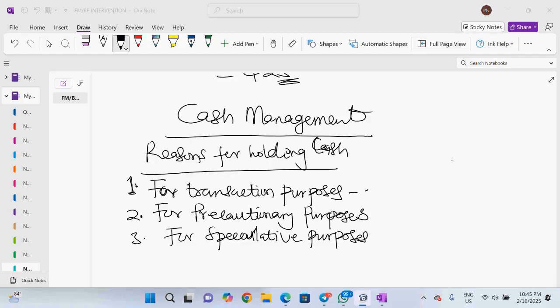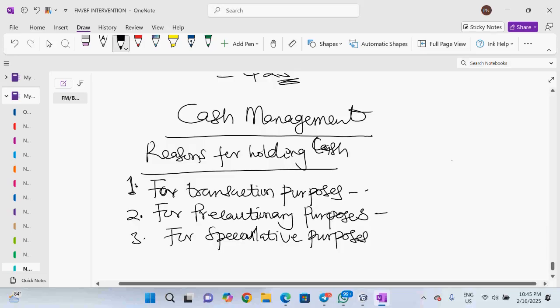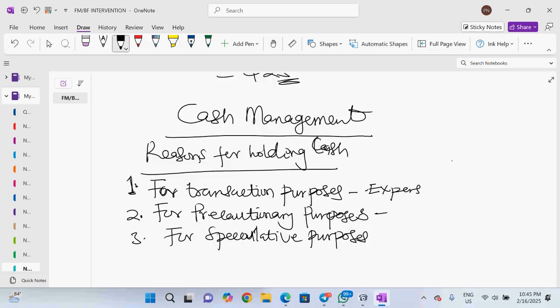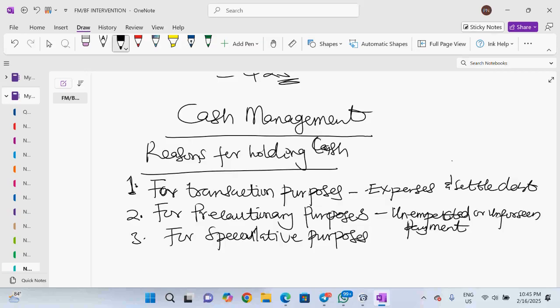For precautionary purposes, it is to make unexpected or unforeseen payments. So we have to pay our expenses and settle debt, and this is for any unexpected or unforeseen payment.